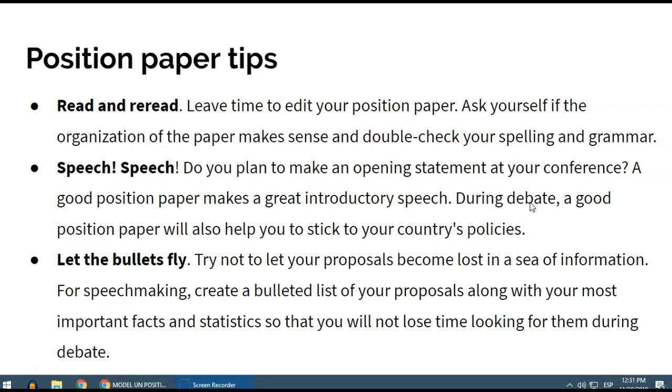Try not to let your proposals become lost in the sea of information. Try to be very direct, straightforward, and straight to the point, okay? So now you can work on your position paper workshop considering this information and using the structure that you received on the handout. Good luck with that and see you around.